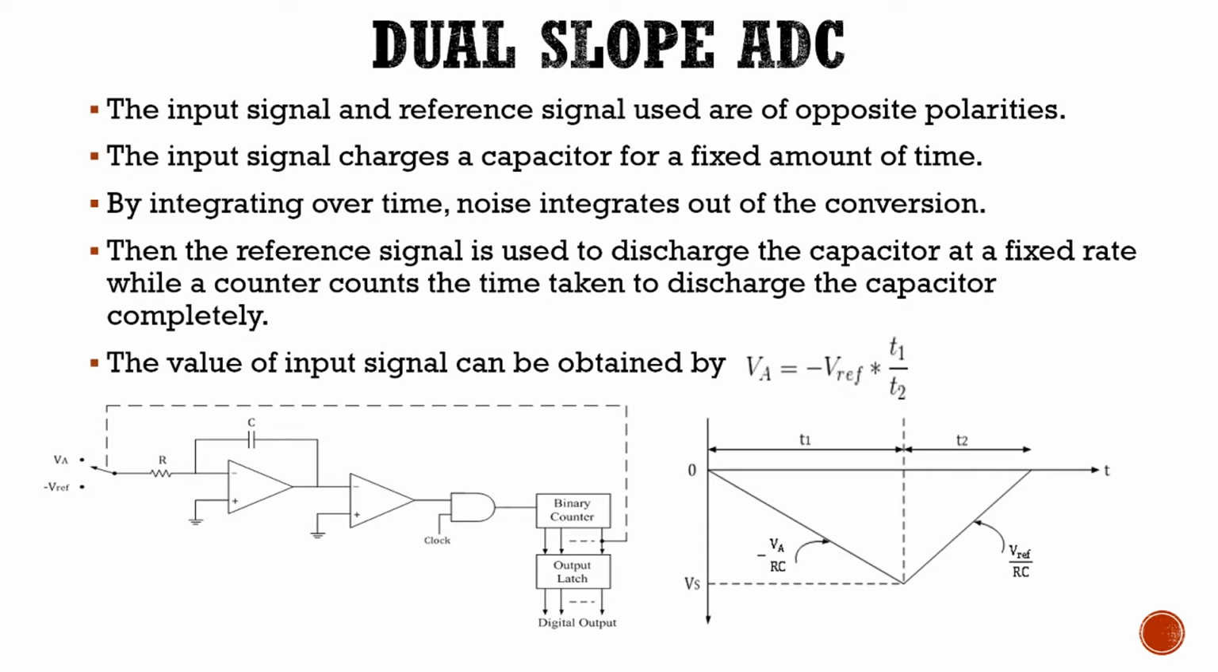The amount of time it takes for the integrator's capacitor to discharge back to its original output voltage, as measured by the binary counter, becomes the digital output of the dual slope ADC circuit. This whole operation can be seen in the graph shown on the right side.